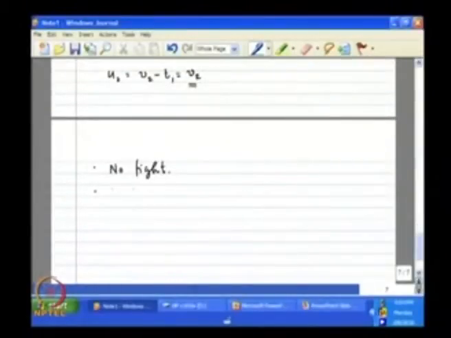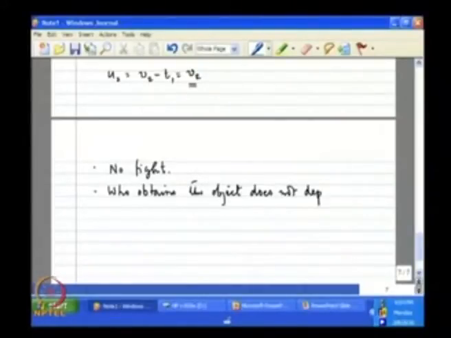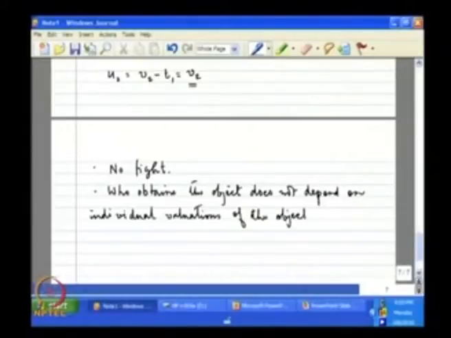Secondly, who obtains the object. In the equilibrium it may very well happen that I value the object less and still I get the object. So, it is not necessary that the player who values the object more will get the object.